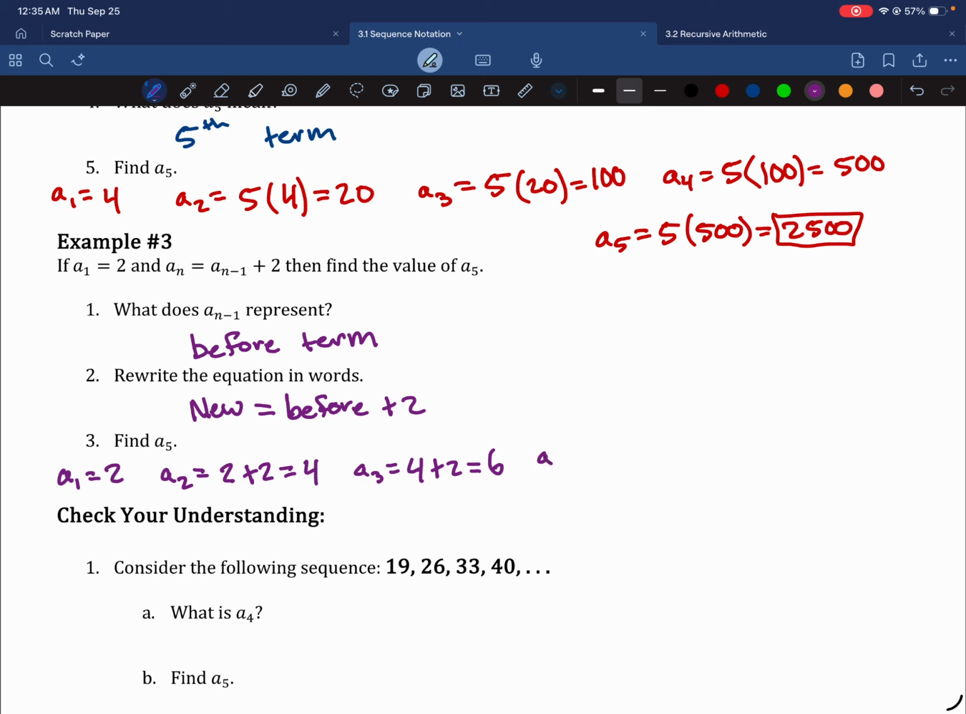Now let's find a sub 4. A sub 4 is the before term, which was 6, plus 2. So a sub 4 is 8. And now finally we can find a sub 5. A sub 5 is the before term, which is 8, plus 2. So a sub 5 is 10. All right?